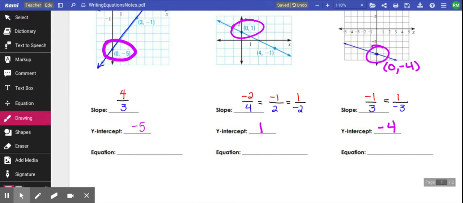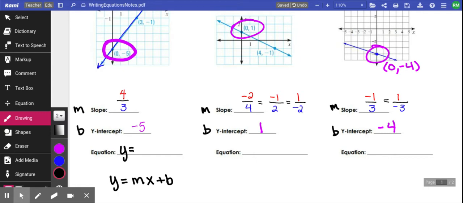Okay. So our slope is our m, our y-intercept is our b. If we remember, our equation looks like this: y equals mx plus b. So it can be plus or minus b. So let's go ahead and write this equation out. It's going to be y equals, and then our m is our slope. So you're going to want to write our slope in there. So 4/3, and then x, and plus our b. Well, our b is negative, so we can just write -5.